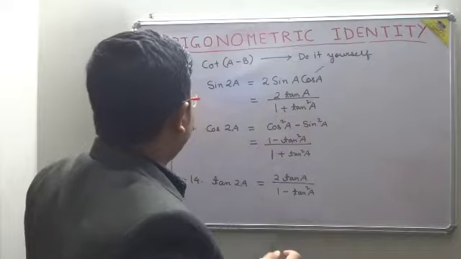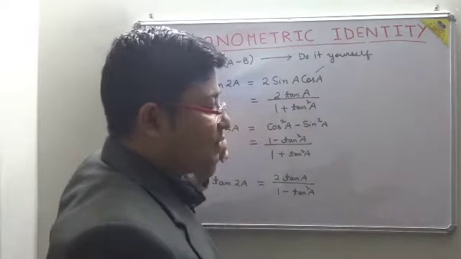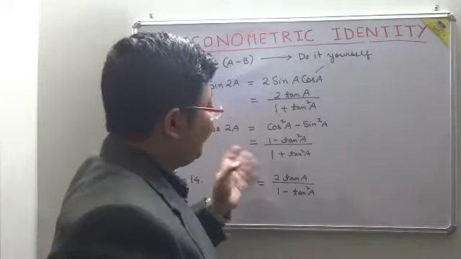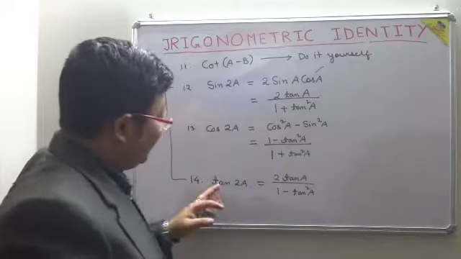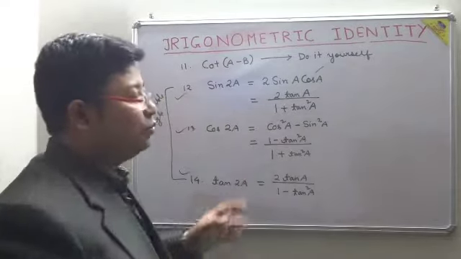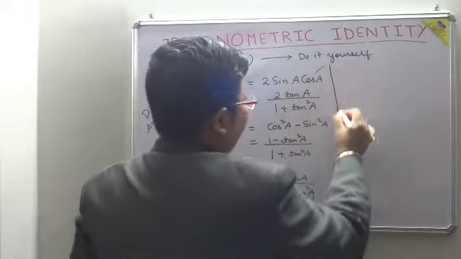Okay, then again comes cos twice A. Cos twice A means cos square A minus sine square A. Or you can write it as 1 minus tan square A divided by 1 plus tan square A. So tan twice A is 2 tan A divided by 1 minus tan square A. How to get it? I'll tell you how to get it.